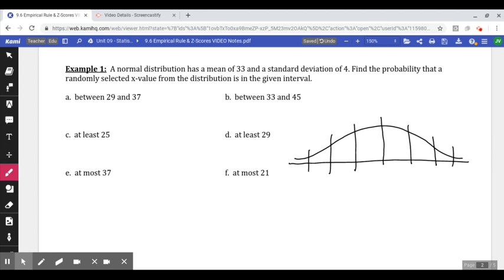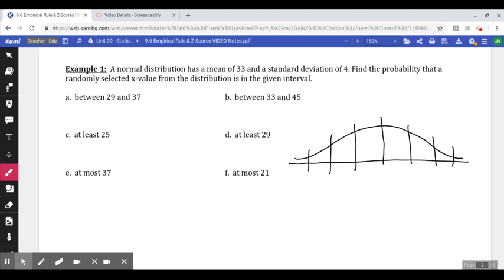In example one, we're given a situation and we want to figure out the probability, or the percent of the data that fits between the numbers. So let's read this and see if we can figure out what's going on. If you haven't already, take a look at the concept video. It explains why all the percentages are the way that they are.